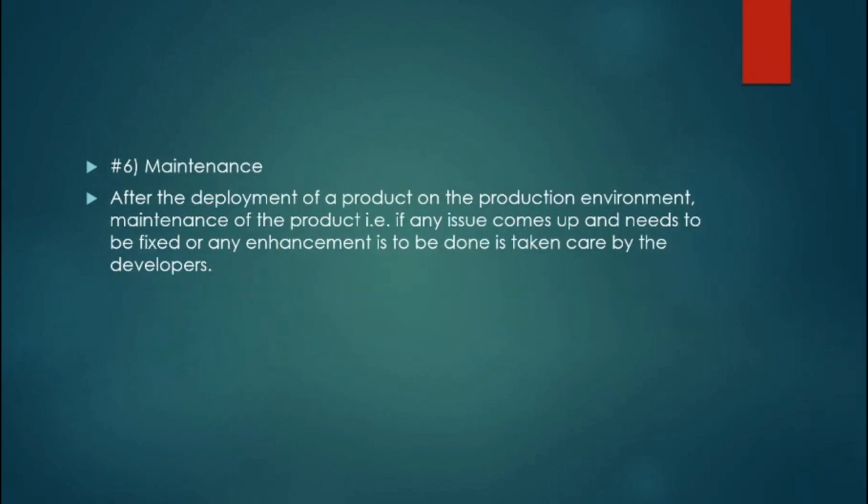Now, sixth phase is the maintenance phase. Once the deployment of the product is done in the production environment, that is after go live, maintenance will be taken care of by the development team. So if any issues come up or any enhancement needs to be done, it is taken care of by the developer. So, these are all the six phases of the SDLC.